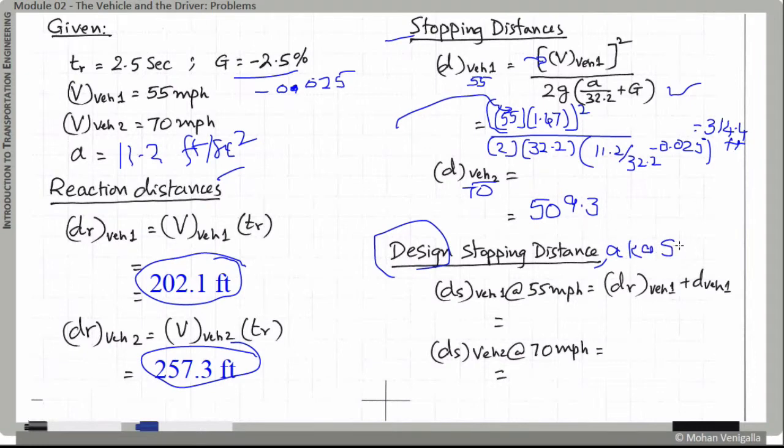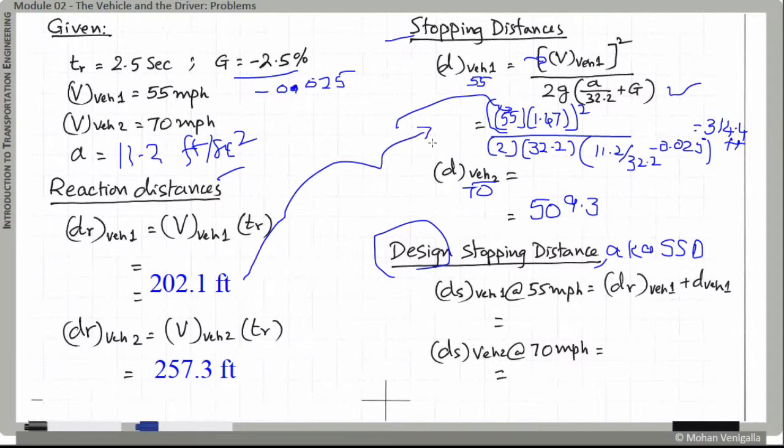The total design stopping distance, also known as stopping sight distance, SSD, for the first driver at 55 miles per hour is 202.1 plus 314.4, which equals 516.5 feet.